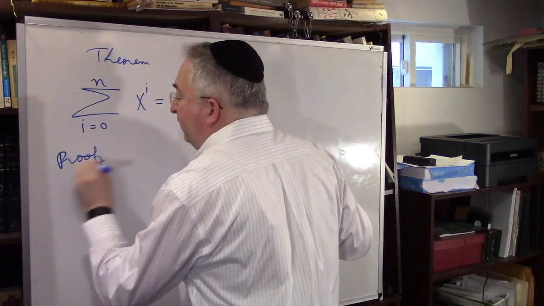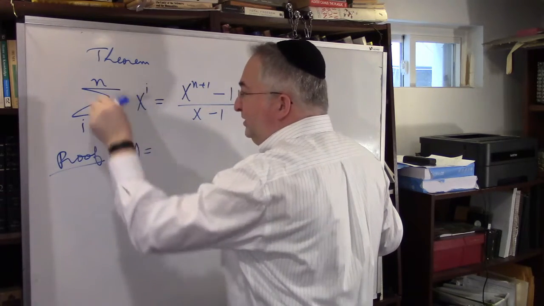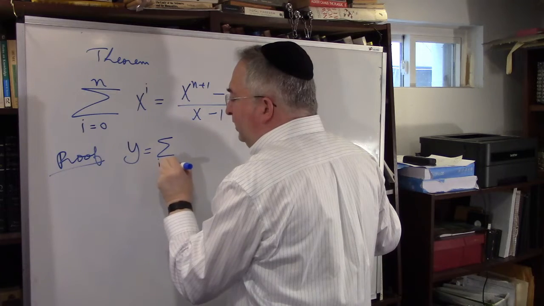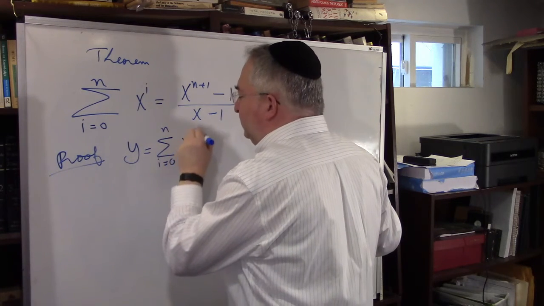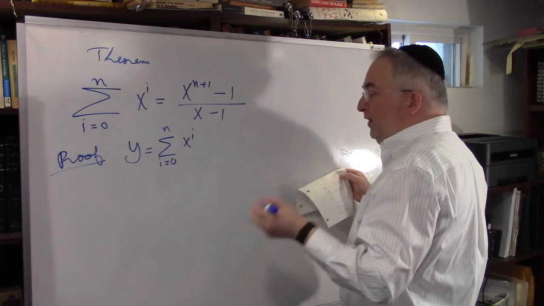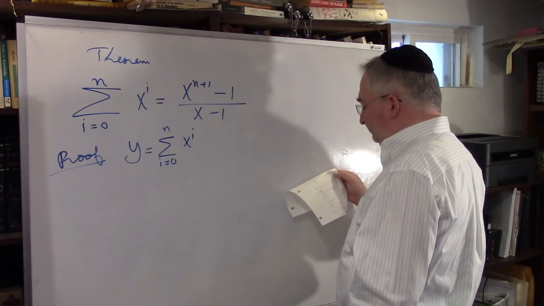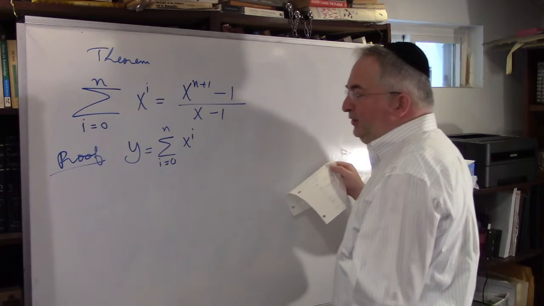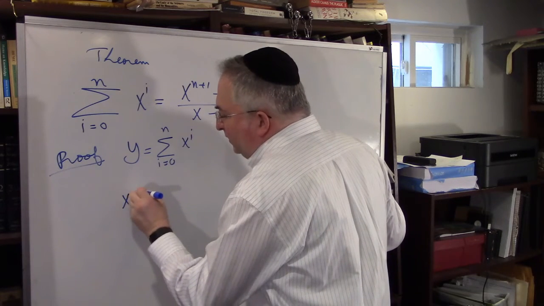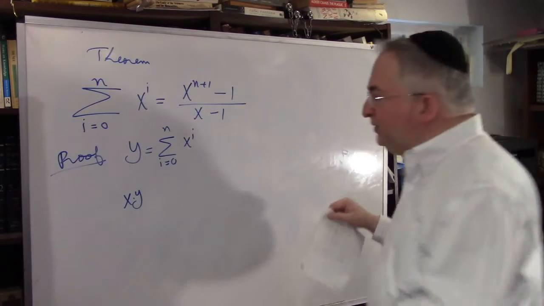Proof. I don't know what this is equal to, but I'm going to set it equal to y: the sum of i equals 0 to n of x to the i. I'd like to solve for y. I don't know how to do it, but I have a name for it, and now I can do something else. I can multiply x times y. Again, I don't know what y is, but I can multiply.